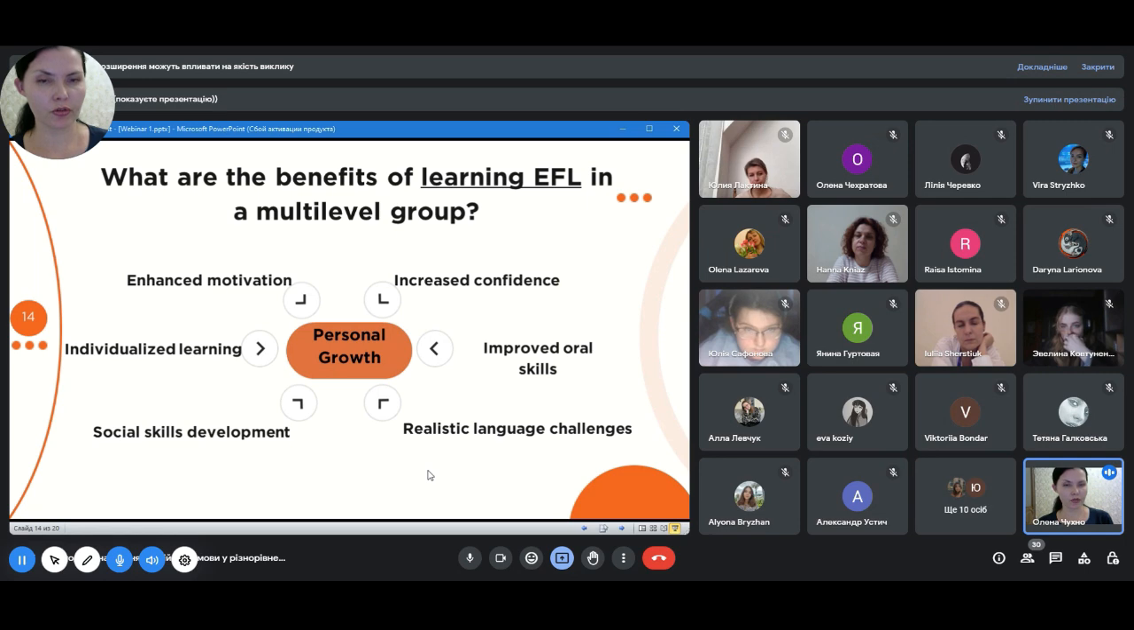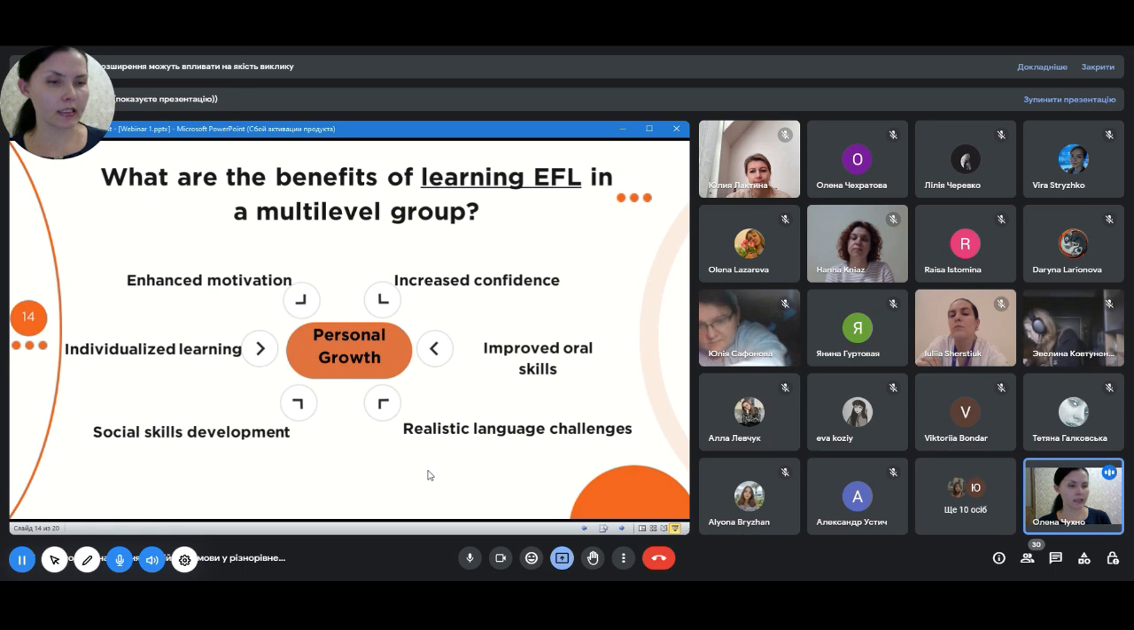So if they manage to do the task, their confidence increases. They improve their oral skills, listening and speaking. Why? Because they deal with different levels of students, and they also need to adapt while speaking. They need to adapt their speech to lower level students, or when they listen to higher level students, they need to use compensatory skills, guessing from the context, or asking for help, or asking to repeat, and so forth. So they become active listeners.